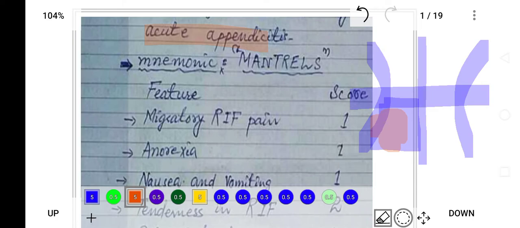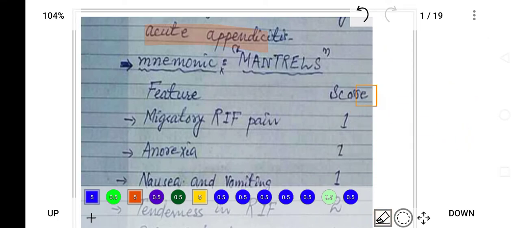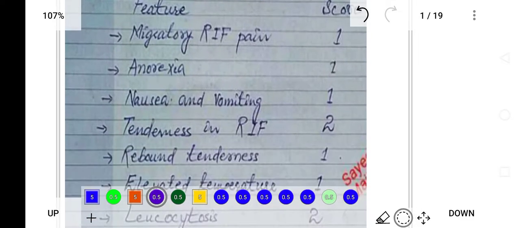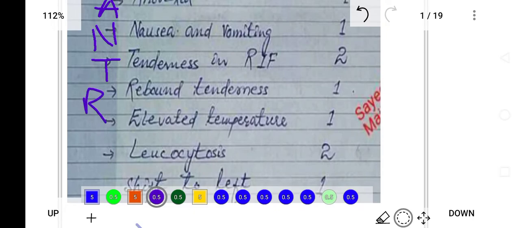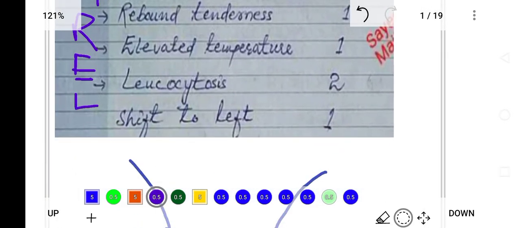So what is the mnemonic for acute appendicitis? The mnemonic for acute appendicitis is MANTRELS. M stands for migratory right iliac fossa pain, A for anorexia, N for nausea, T for tenderness in right iliac fossa, R for rebound tenderness, E for elevated temperature, L for leukocytosis, and S for shift to the left.